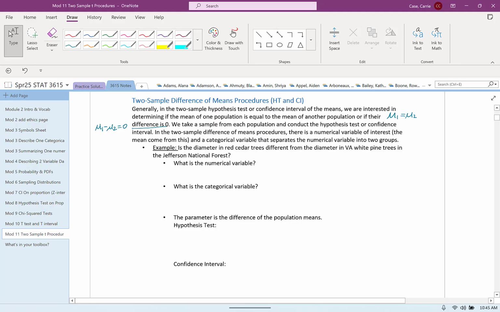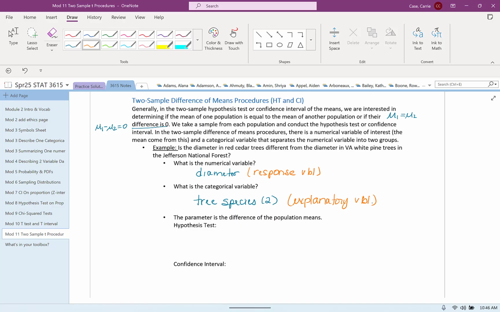Is the diameter in red cedar trees different from the diameter in Virginia white pine trees in the Jefferson National Forest? So our numerical variable is diameter, and the categorical variable is tree species. And specifically, we have two tree species here. The diameter is our response variable, and tree species is our explanatory variable. So we have one variable that's categorical with two levels. So we've chosen two different types of trees to compare. And then we have a numerical variable for each of those categories.